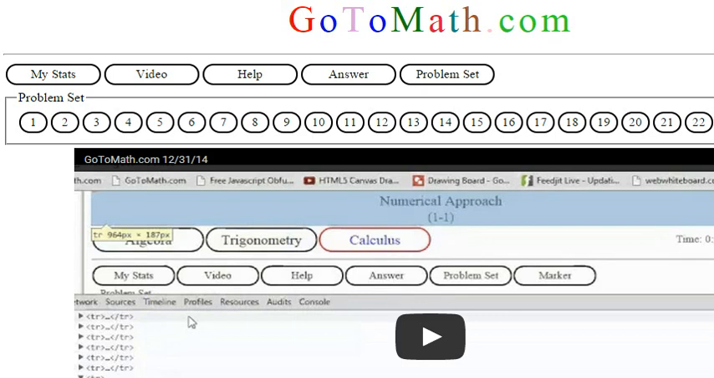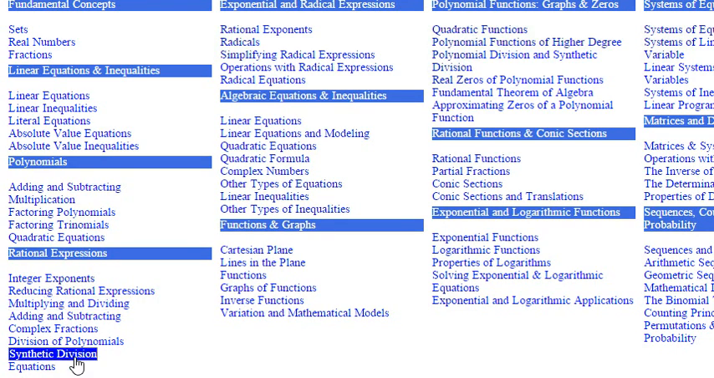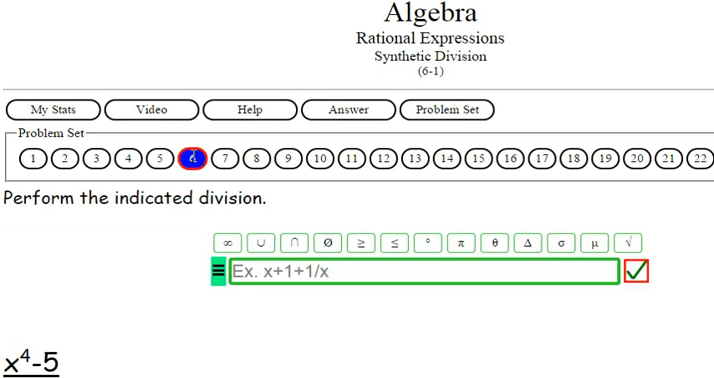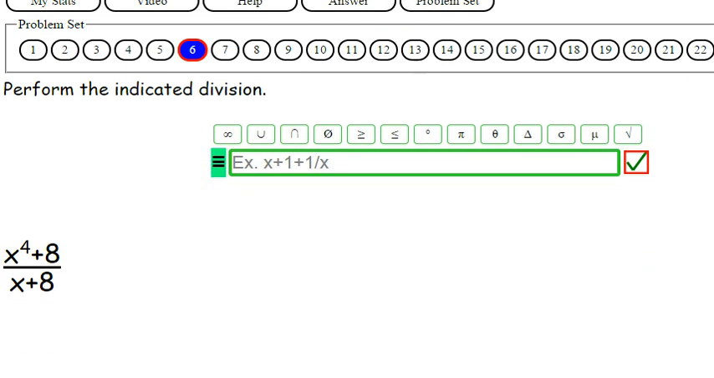We're at gotomath.com. Click on algebra. Let's go down to synthetic division. We're looking at, I guess we'll just click here, 6.2. We get it to come up. There it is, something similar to 6.1. Alright.